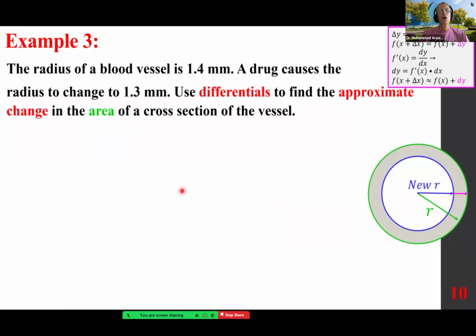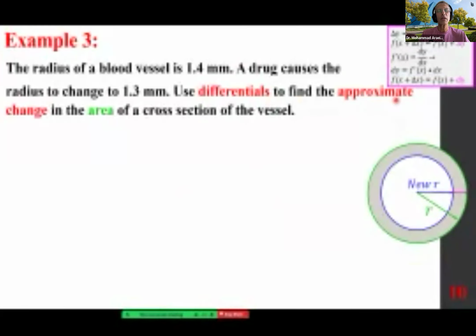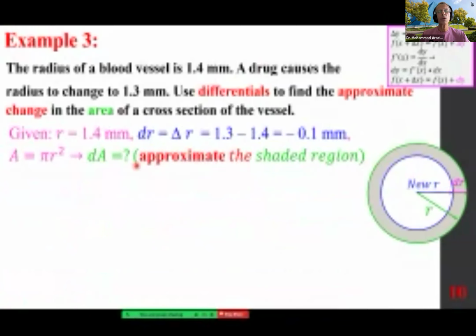Therefore, R, so what is the given? R is 1.4. dr or delta R is the difference between the two, which is always the new one minus the old one, which results in negative 0.1 millimeters. We should know the area of a circle is pi r squared. And since they want us to use differential to approximate the change in the area, that means we want dA, and this is dr, everybody, the change in R. And we are approximating the shaded region.